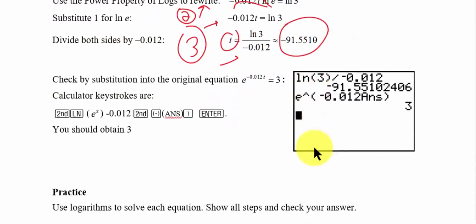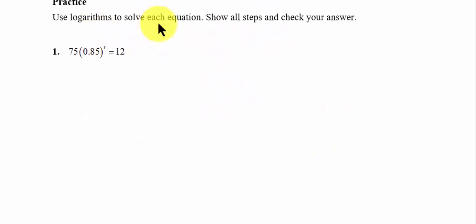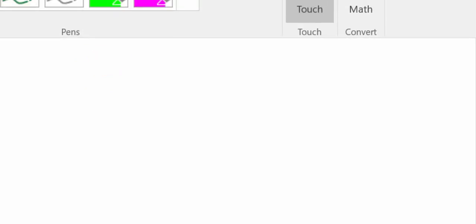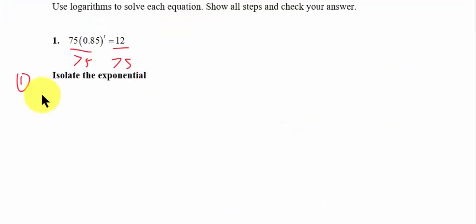Okay, so let's practice a few problems. It says use logarithms to solve the equation. So again, if I'm going to use logs, I have to isolate the exponential. So step 1 is isolate the exponential. So my first step is to isolate the exponential. If I divide both sides by 75, I'm left with the exponential piece: 0.85 raised to the t equals 12 divided by 75. So step 1 is done.